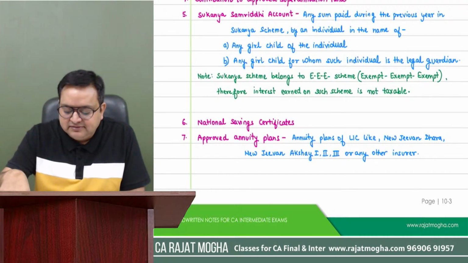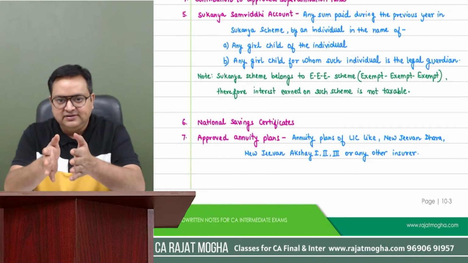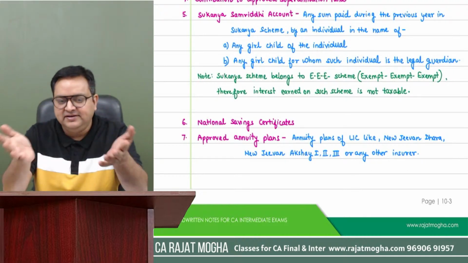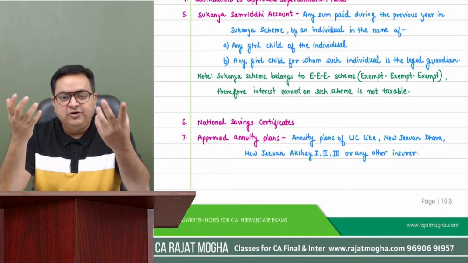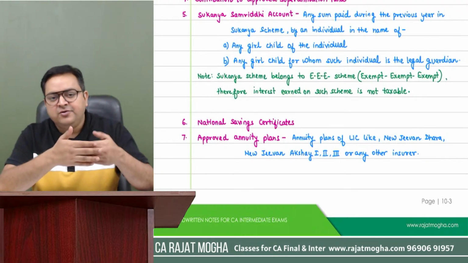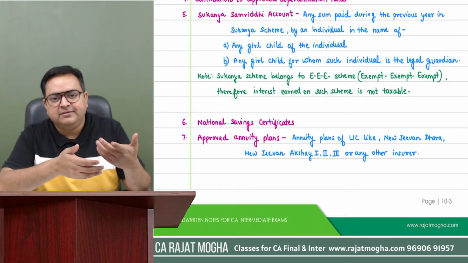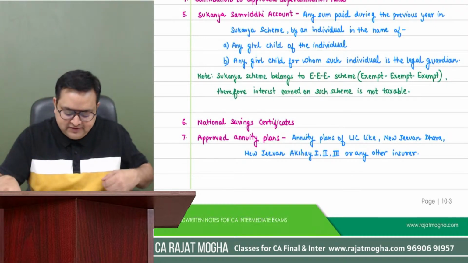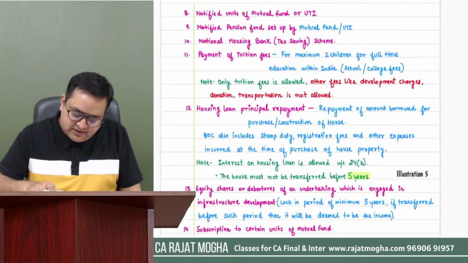These insurance companies float these plans so that an assessee can invest in them. So let's say an assessee is 30 years of age right now. He's in active service, or doing his own business or profession, and for retirement he would like to save money. So he's depositing this amount every year in these plans. After 30 years, he will receive a lump sum amount, right? So these are approved annuity plans. Here also you can deposit.